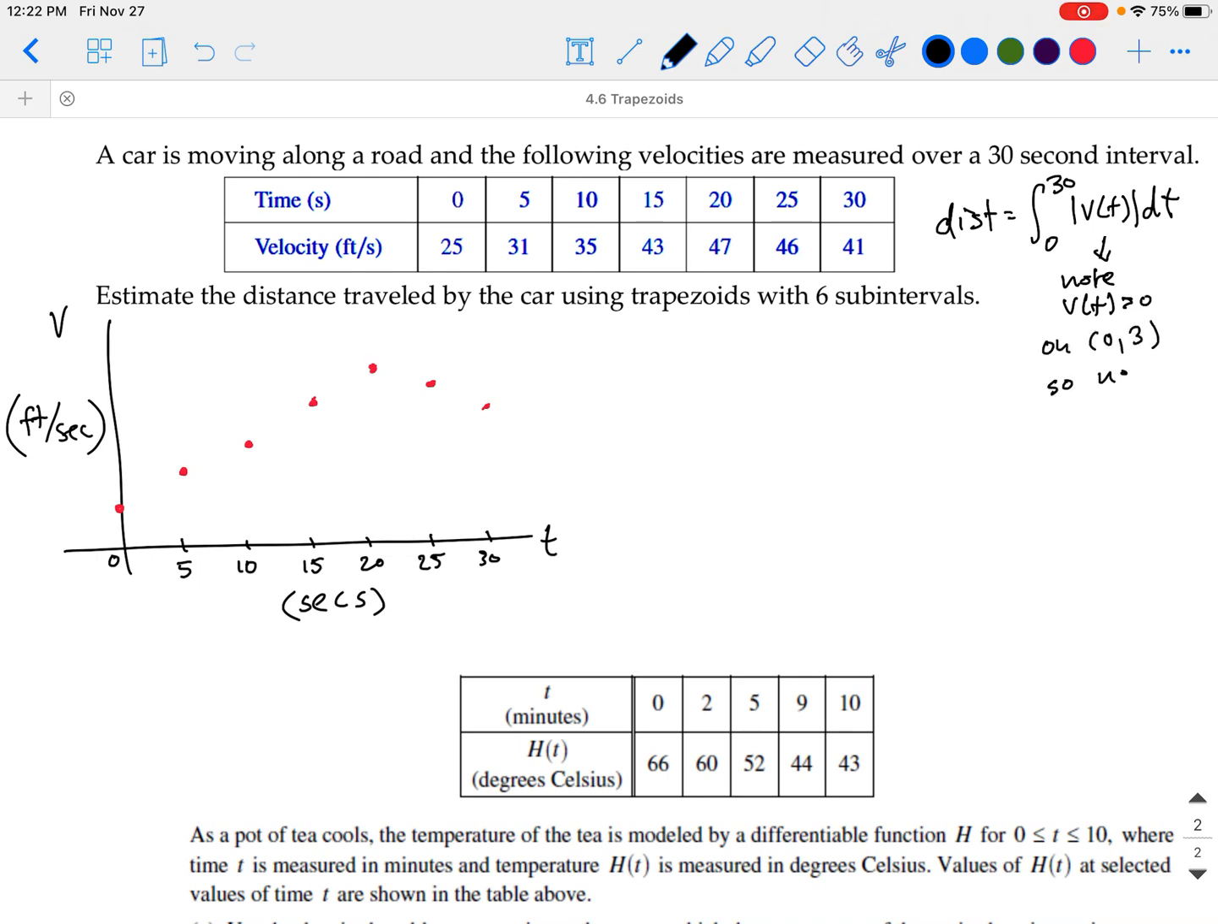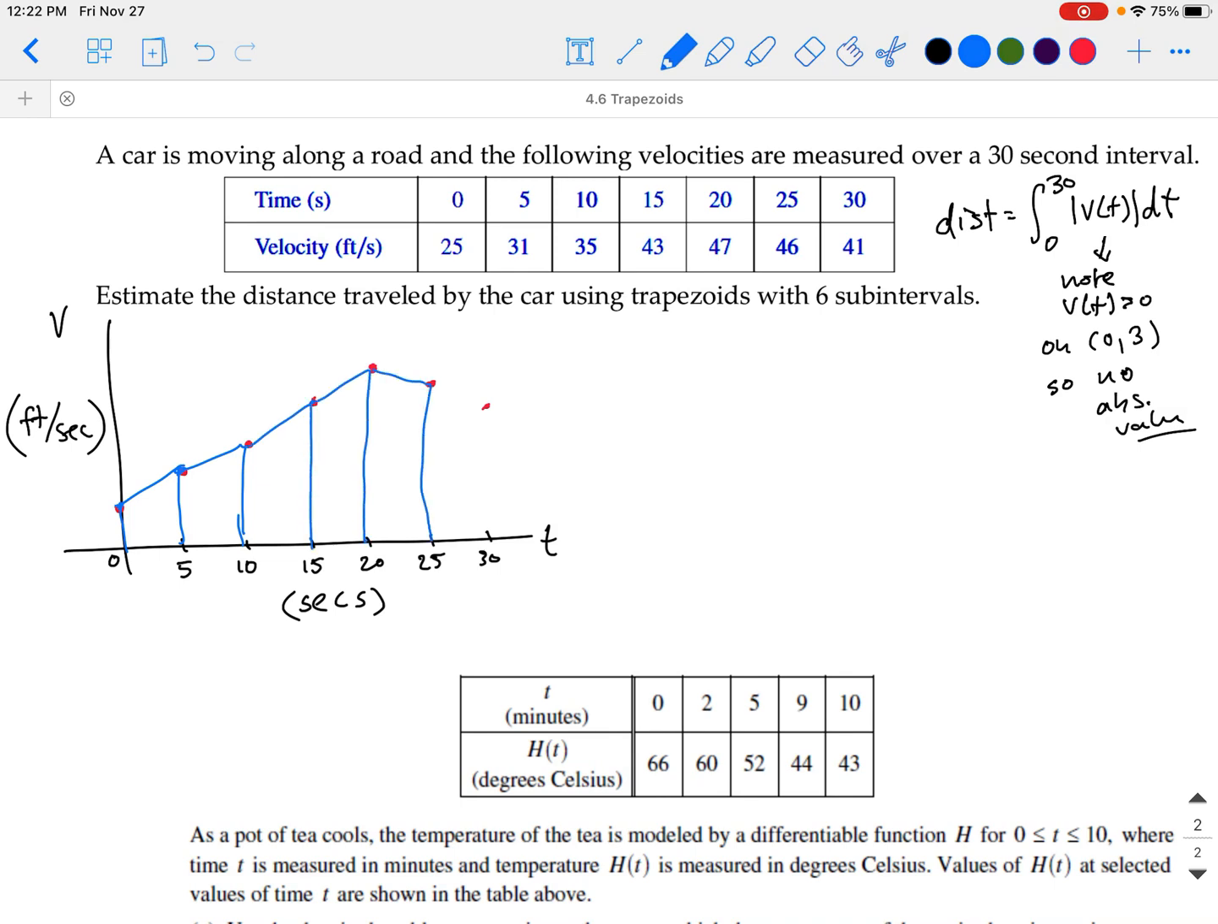So 0.3, so no absolute value needed. So we don't need any absolute values. But we can construct our trapezoids here. So we'll connect each one of our points here. I just estimated the points kind of from the graph there, from the table, sorry.